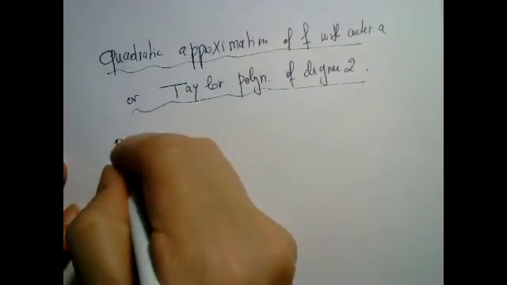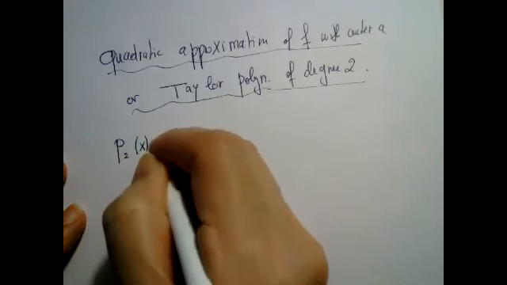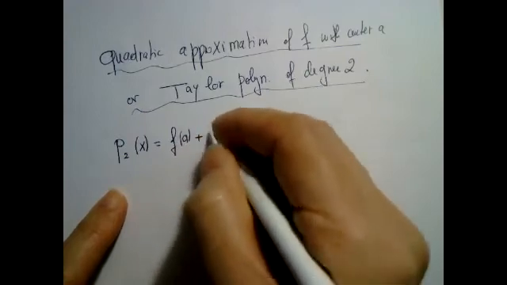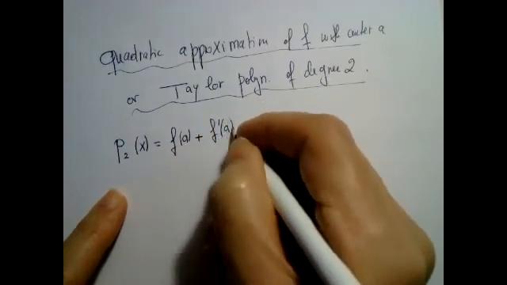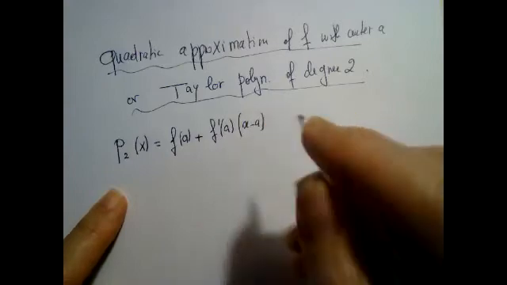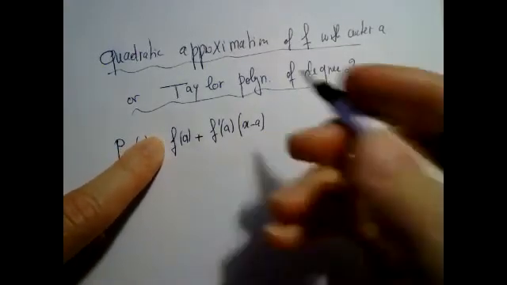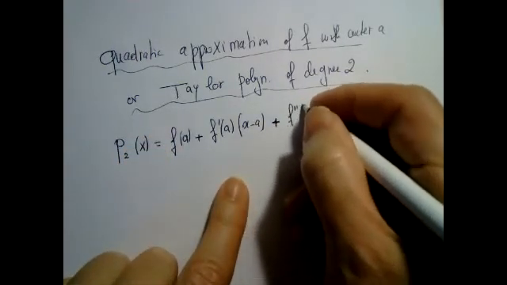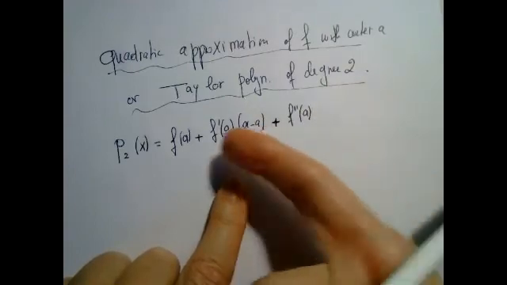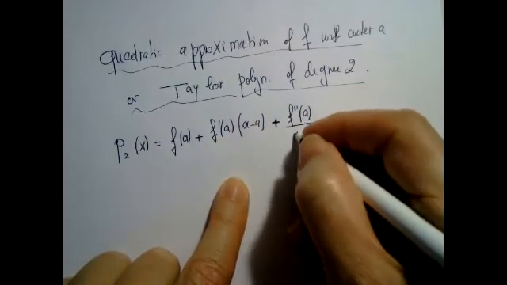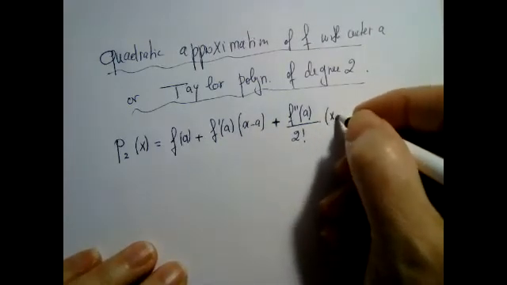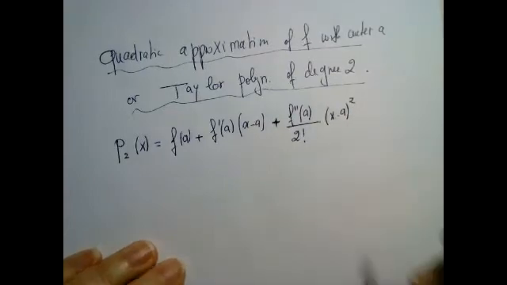So P2 of x, the Taylor polynomial of degree 2, is given by the following: f of a. The first part is exactly like the first degree Taylor polynomial, the equation of the tangent line, but we're going to add a quadratic term, which is the second derivative at a, divided by 2 factorial, which is 1 times 2, times x minus a squared. That's what we call the Taylor polynomial of degree 2.